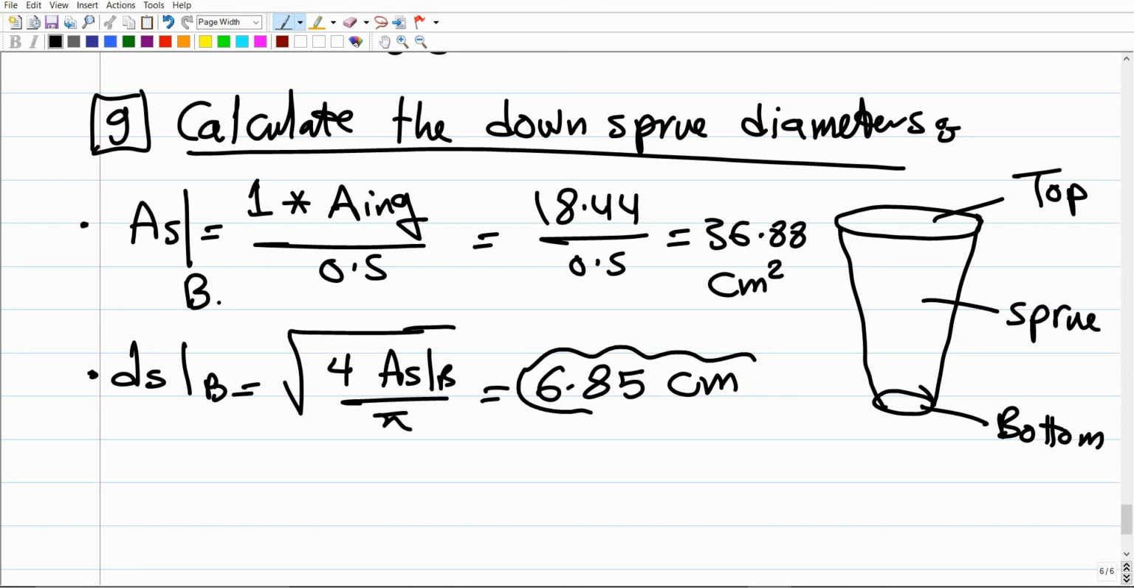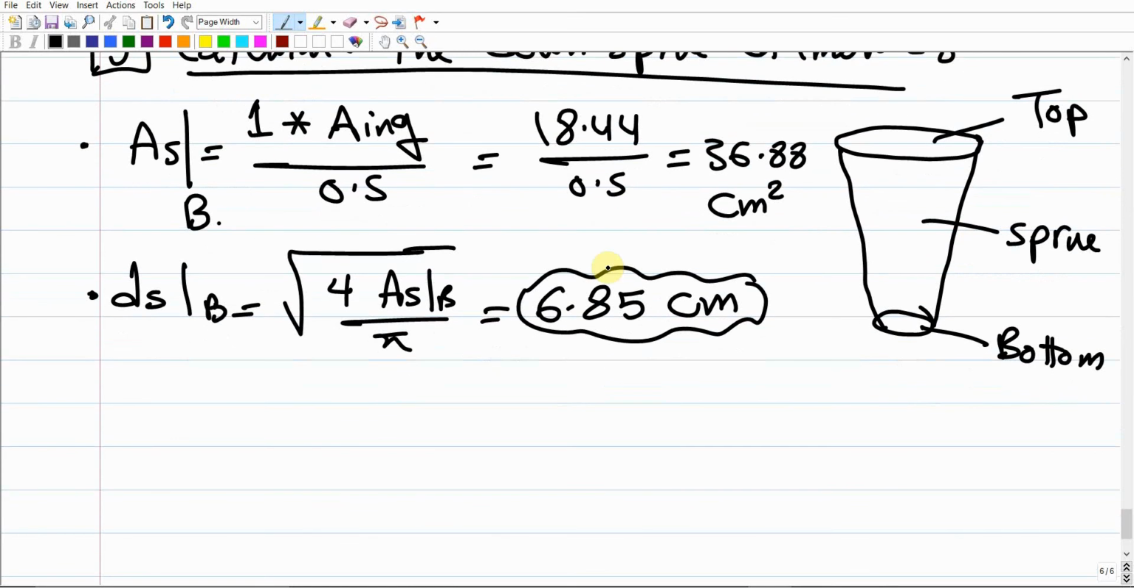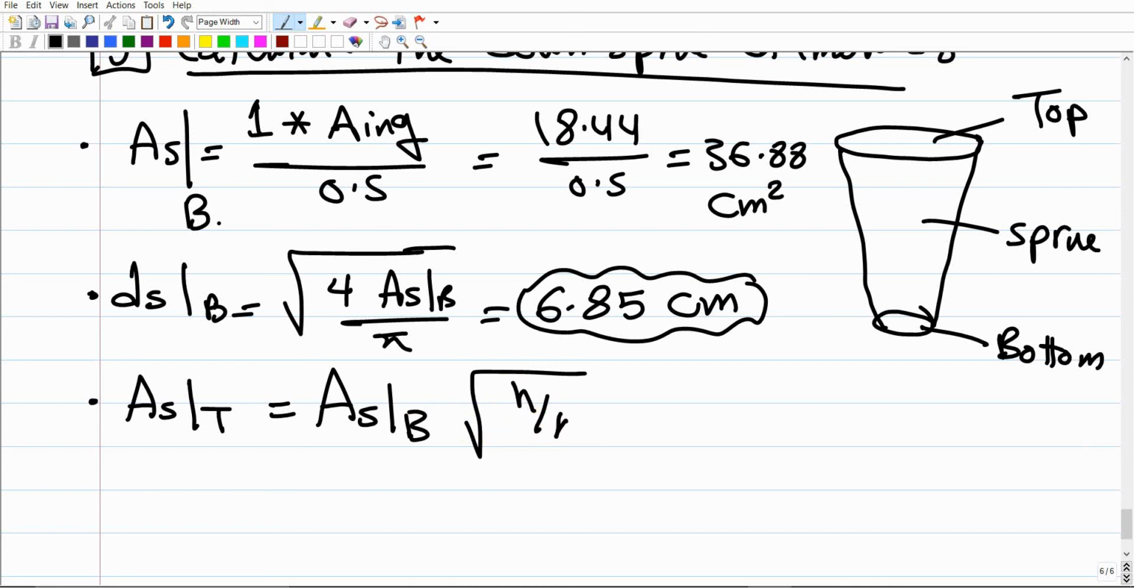This is going to be the diameter of the down sprue from the bottom. How about the diameter of the down sprue from the top? There is a relation: the area of the down sprue at the top equals the area of the down sprue at the bottom times the square root of h over ht, as we discussed in the previous video. So this h should be the height of the cube.